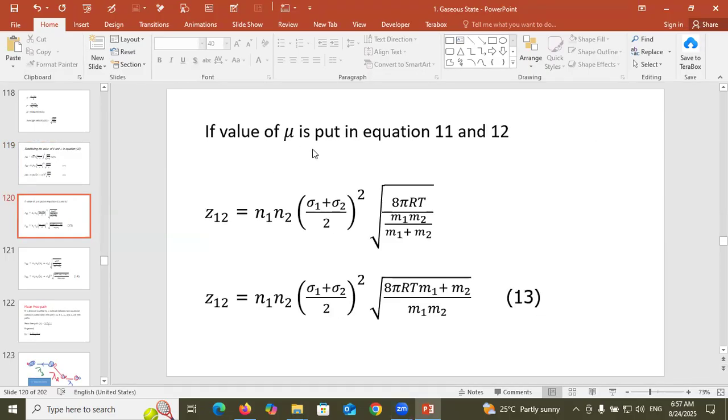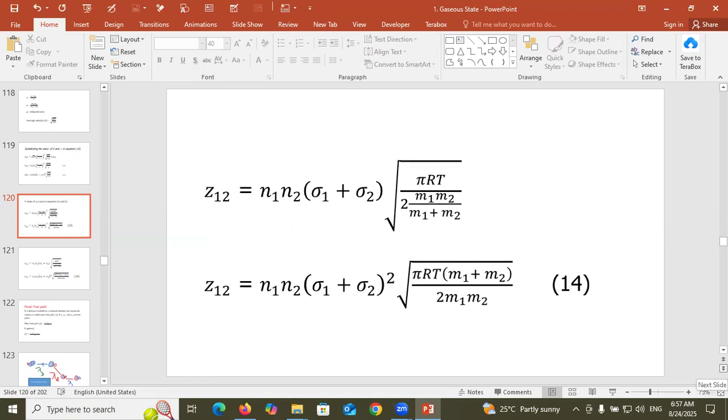If the value of mu is put in equations 11 and 12, root under 8 pi RT (M1 plus M2) over M1 M2 times n1 n2 (sigma 1 plus sigma 2).